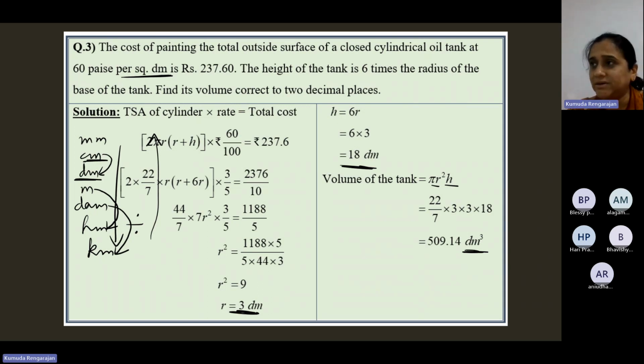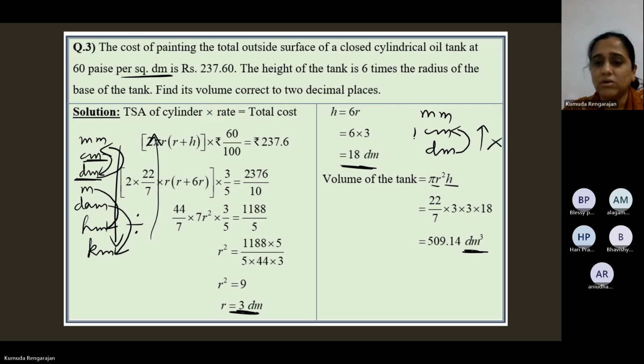But here it's in decimeter, and supposing we need to convert it to centimeter. So decimeter to centimeter, you're going up, right? Decimeter to centimeter upwards. So you should multiply. Now the next thing is multiply by what? Millimeter, centimeter, decimeter. We need to convert decimeter to centimeter like this, correct? We're going up. So we have to multiply by what? 10.